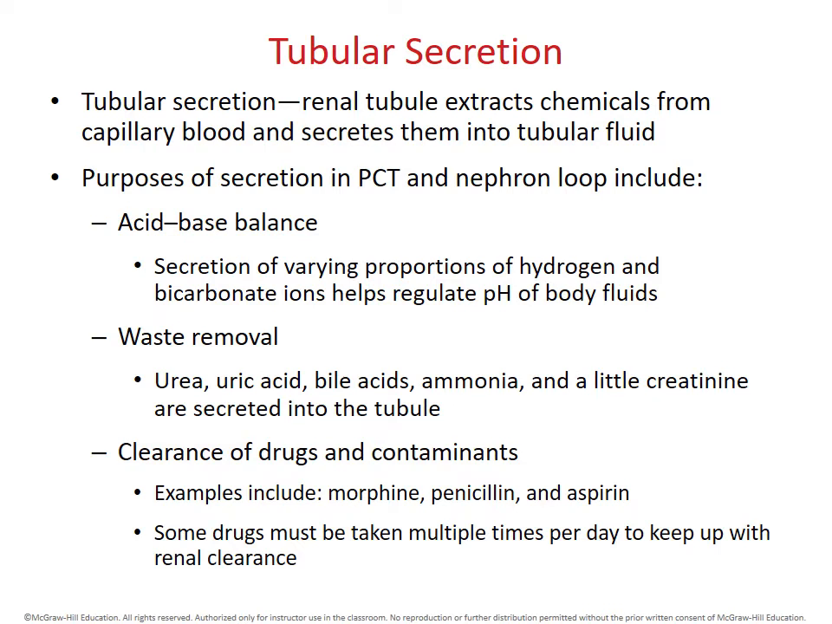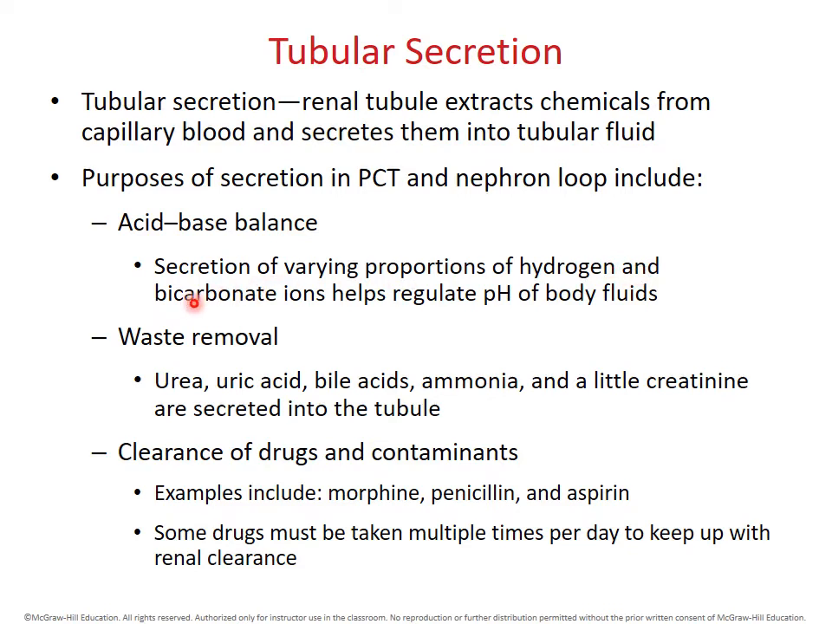Again, we need to sometimes essentially finish the job of filtration that was begun at the glomerulus. So for instance, sometimes we have to adjust the blood pH. Right? Remember, blood pH needs to be in that narrow range of 7.35 to 7.45. And in order to adjust it, sometimes we might have to secrete a little bit of hydrogen to bring the pH up, make the blood less acidic.